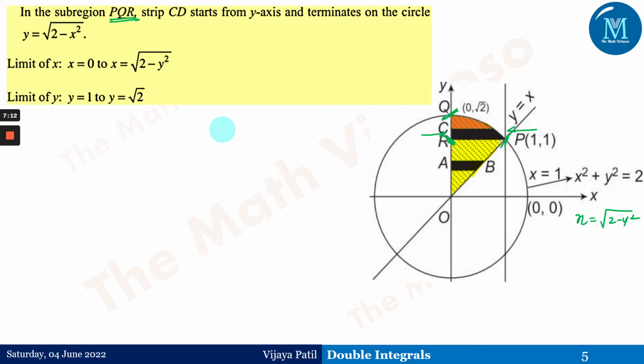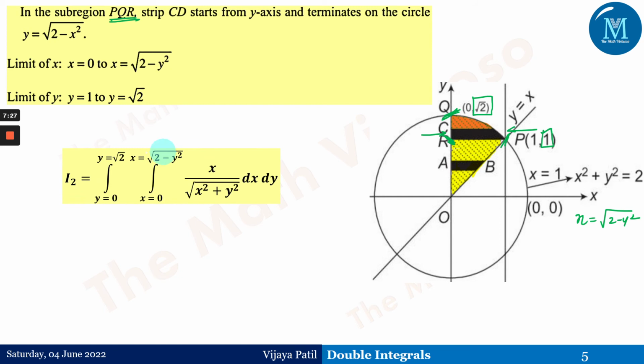And the limit for y, that means this limit is moving from the point P till the point Q. The limit is moving from 1 to 2. We have to check the y coordinate of this particular intersection points. So it is 1 to square root of 2. We can write down this particular I2 in this way. Integration from 0 to square root of 2.